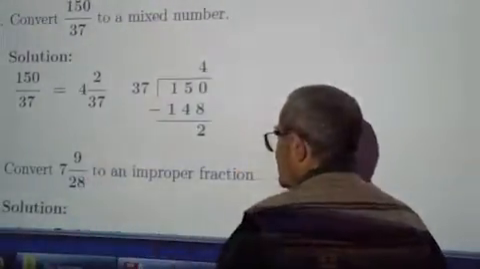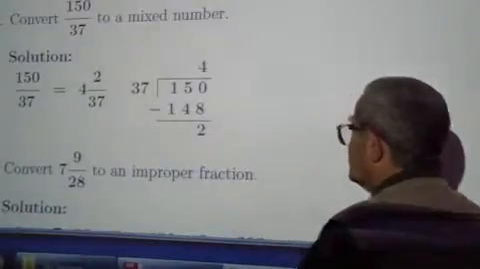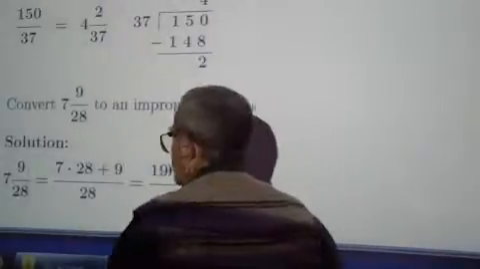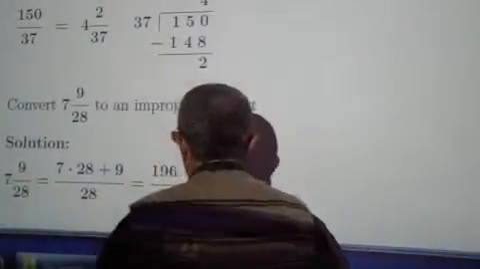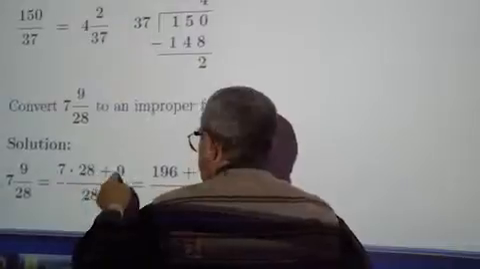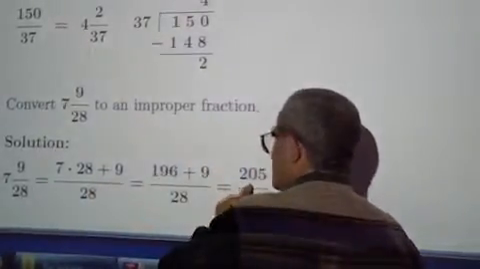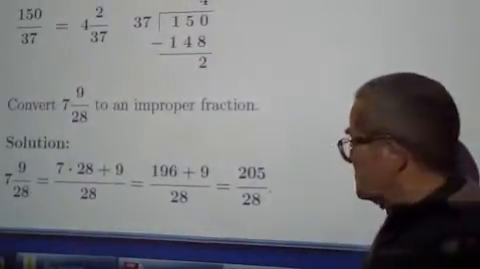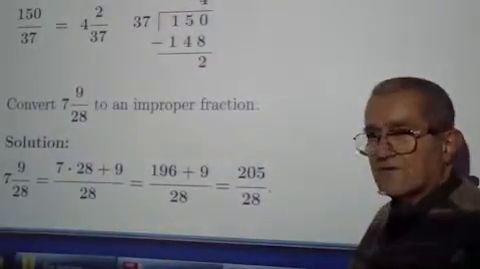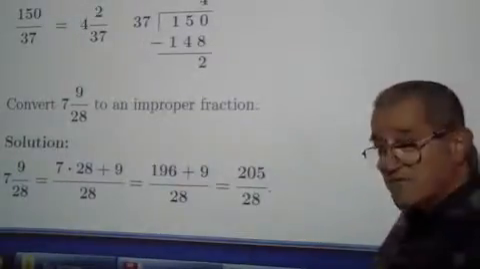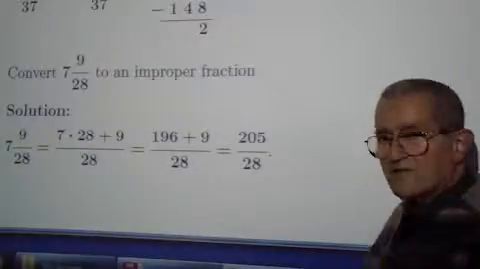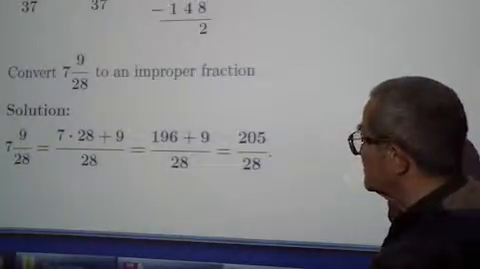Convert 7 and 9 over 28 to an improper fraction. The quick way, 7 times 28 plus 9. So 7 times 28 plus 9, which is supposed to be 205 over 28. Yes? No? Maybe? I can go on. Oh, that's the end of this one.